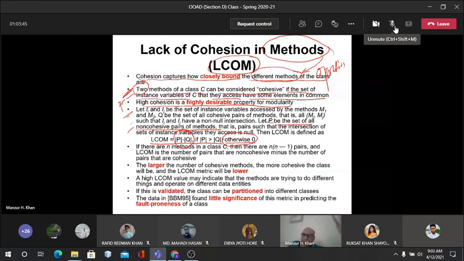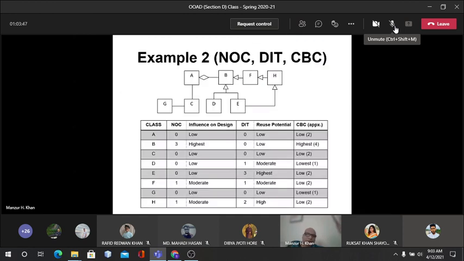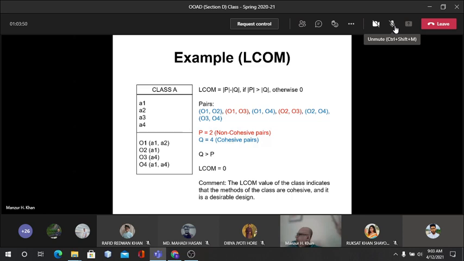To make it easy, I have an example here. So let's look at that. This is something you will also have to do in your assignment, and definitely there will be MCQ questions related to it. So class A has 4 attributes and 4 operations. We are going to calculate the outcome value of class A. First, we need to calculate the P value and the Q value. P is the non-cohesive pairs, Q is the cohesive pairs.